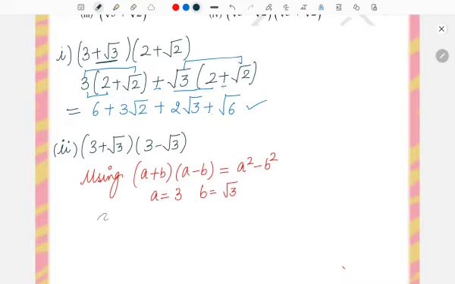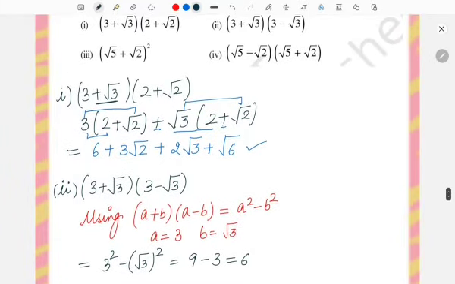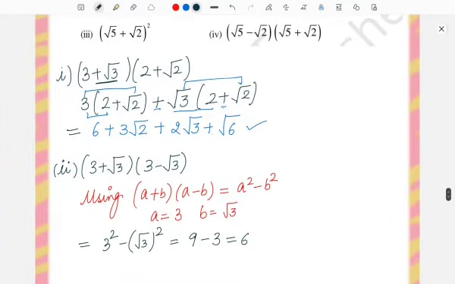That's all. So this would be equal to 3 square minus root 3 whole square, which is 9. Root 3 square is root 3 into root 3. Root 3 into root 3 is 3. So 9 minus 3 is what? 6. I hope it is clear. It is very easy if you go through the identities first. उसके बाद सिर्फ put in करनी है identities. Nothing else has to be done.